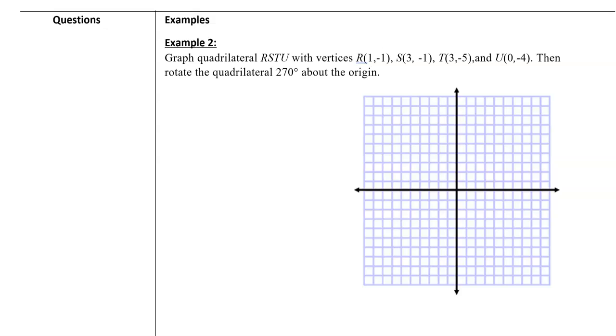Okay, we've just got a couple examples where we are going to do some rotating. So graph the quadrilateral RSTU with the following vertices, then rotate the quadrilateral 270 degrees about the origin. So I'm going to go ahead and plot first. Oops, that's supposed to be negative. Okay, so this is R, S, T, U.